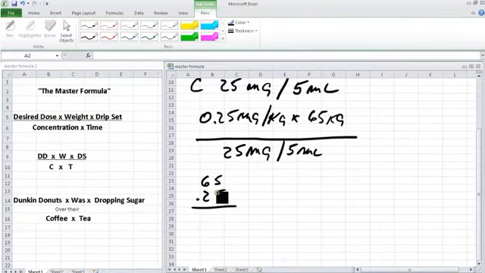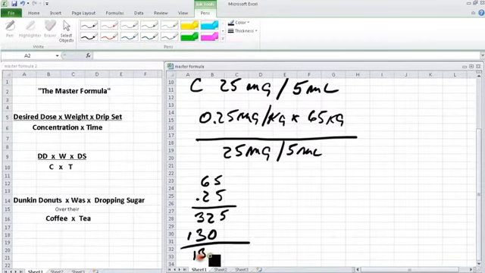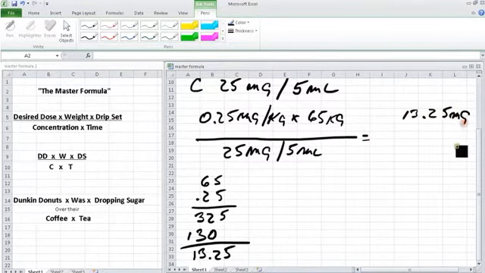65 times 25. That's 25. Carry the 2. 5 times 30. 6 times 5 is 30. And we have the additional 2. This is 10. Carry the 1. 2 times 6 is 12. That's 13. So that works out to 13.25. 13.25 milligrams.